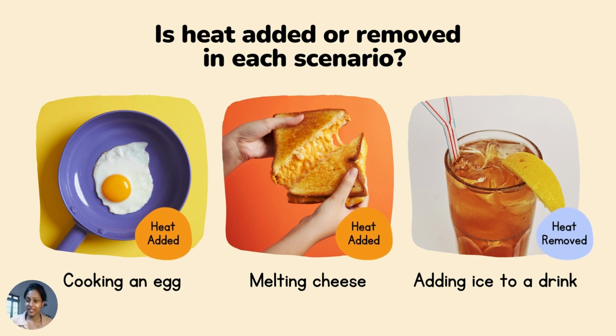Alright, cooking an egg. Heat is added. The egg changes as it cooks. Melting cheese. Heat added again. Adding ice to a drink. Oh, this time heat is removed. The ice cools down your drink by absorbing the heat from it.